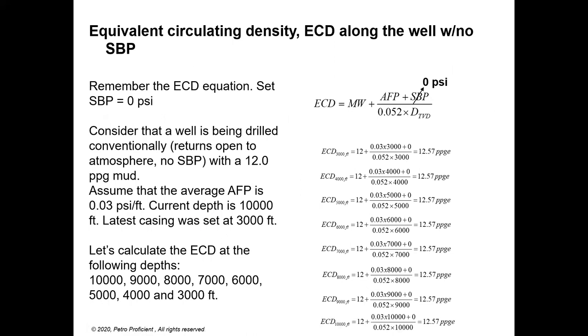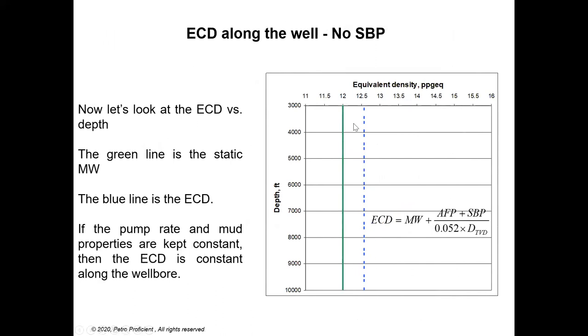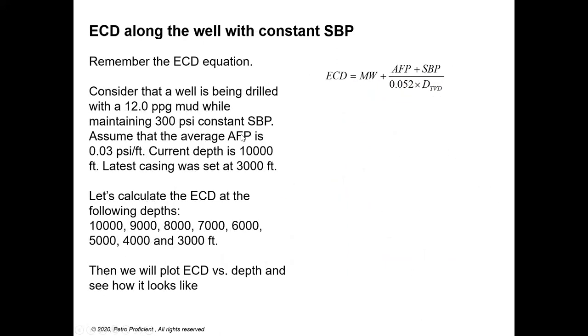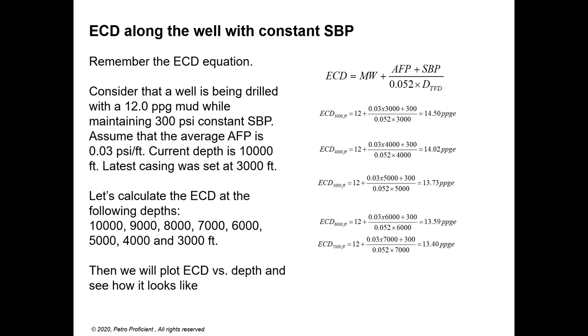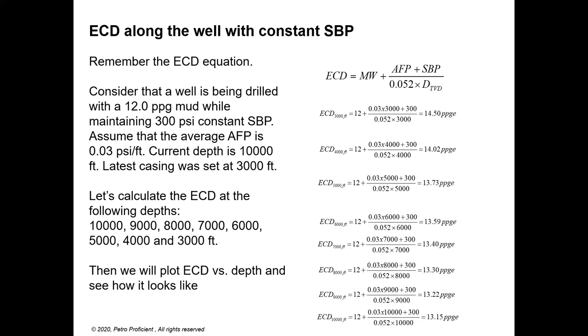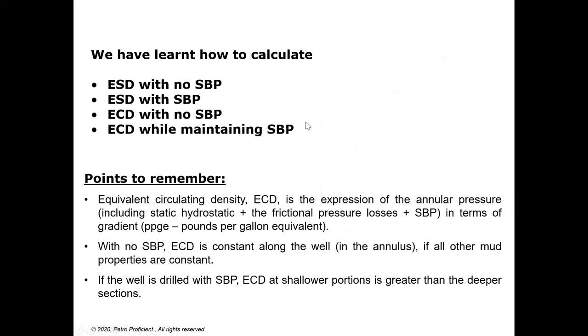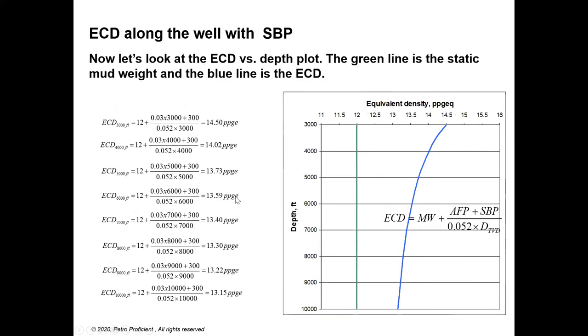So your ECD is constant along the wellbore when you don't have surface back pressure. When you're drilling, it's constant. And when you're static, your mud weight is still 12.5 PPG. But when you're drilling, you take into account annular friction pressure loss and your ECD is slightly more than 12.5 PPG. But if you have surface back pressure of 300 PSI, then this is how your ECD will affect the pressure in the well. And you see here, this is how the ECD will change.